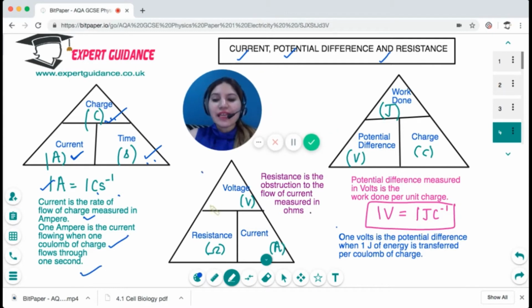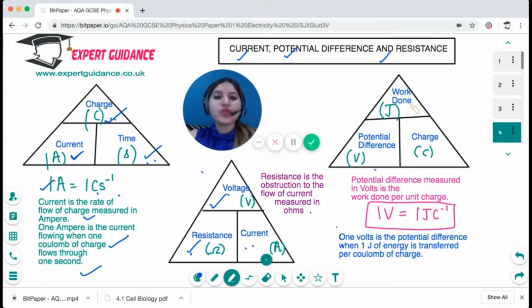The second is the resistance, sorry. Resistance is voltage divided by current. So resistance is the obstruction to the flow of current, which is measured in ohms. And the last definition is potential difference, which most of the students forget. So please make sure you remember that.